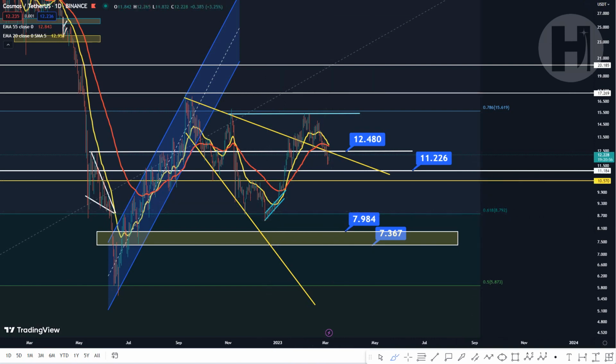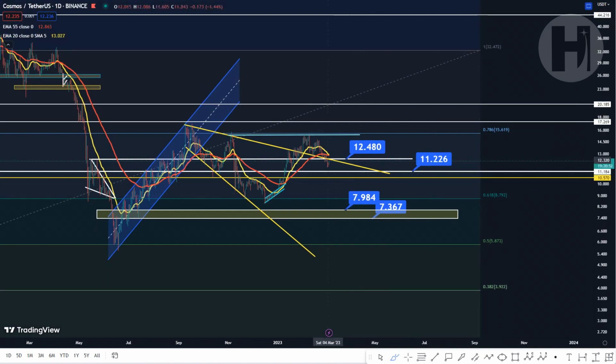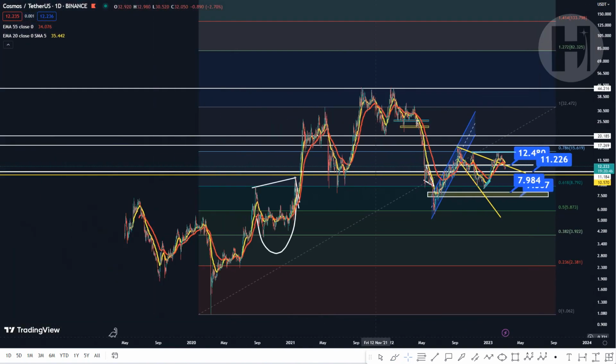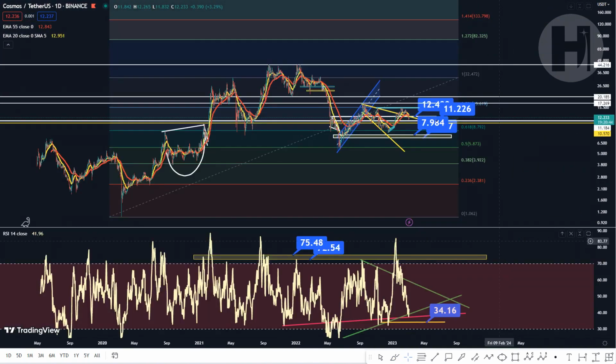And I would say anything below $8 is very cheap for Cosmos. That's just my opinion. Long term, obviously, we are looking at $160 in the next bull market. We'll take a look at that in just a second on the Binance chart.